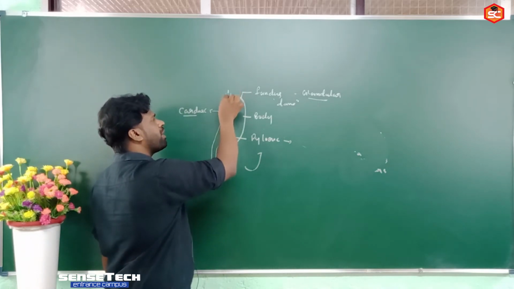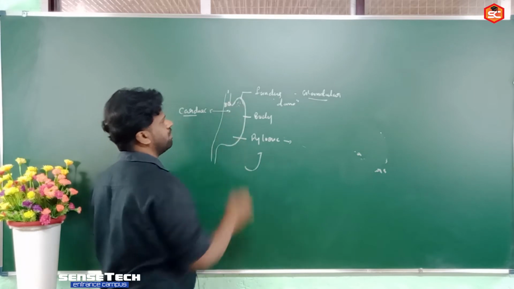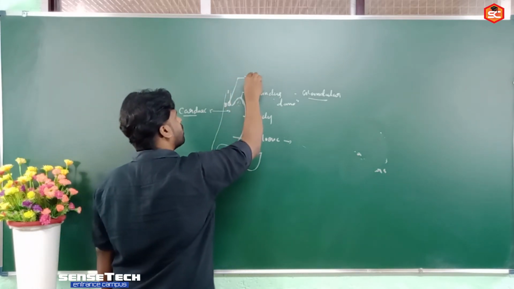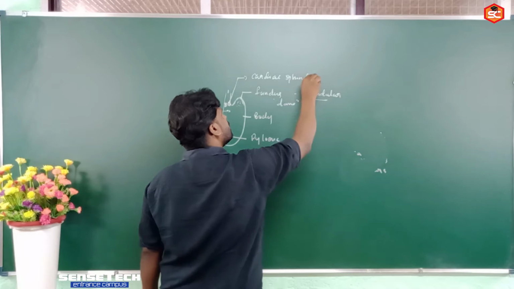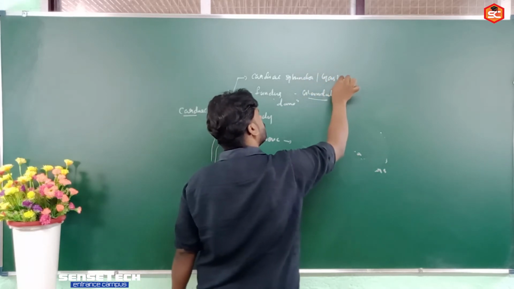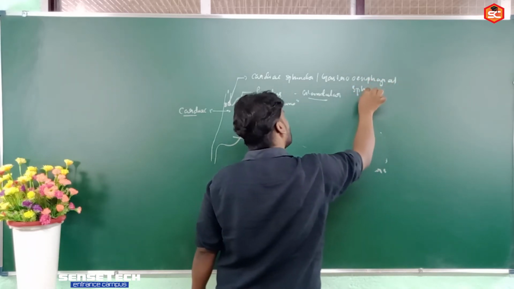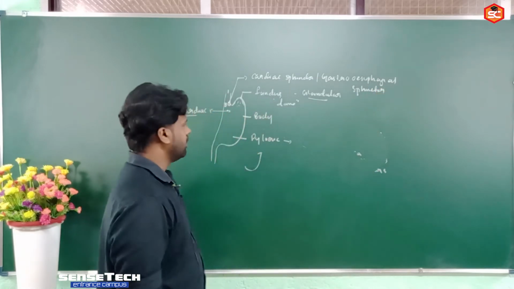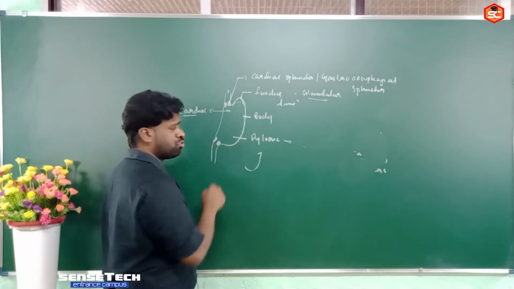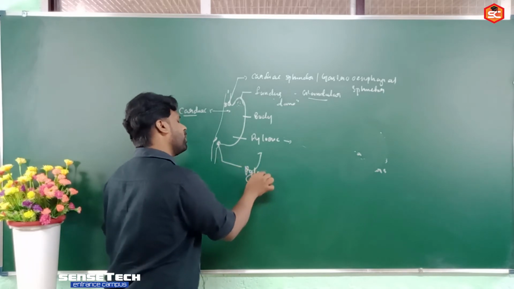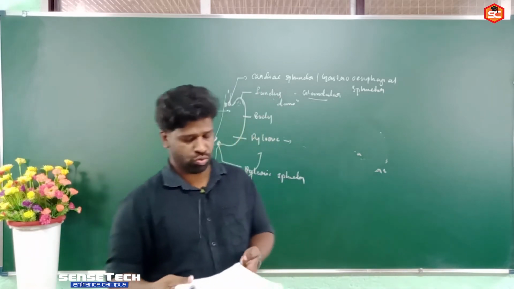Here, the esophagus opens to the cardiac stomach. This opening is regulated by a sphincter muscle called the cardiac sphincter or the gastroesophageal sphincter. Similarly, the pyloric stomach opens to the duodenum. This opening is regulated by the pyloric sphincter. That's all. So, answer the question.